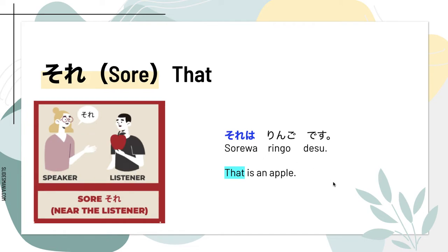The next one is それ, meaning that. As I mentioned, if you're using that, the object should be closer to the listener. So, based on this picture, the sentence would be それはリンゴです。 Which means "that is an apple."